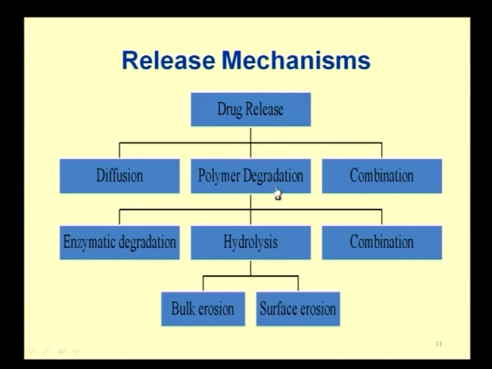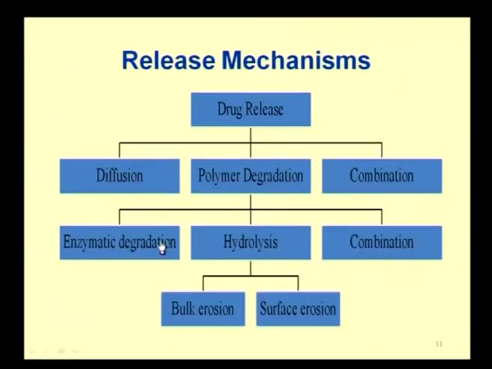Let us move on to the polymer degradation method. In order to release the drug, the polymer can undergo degradation by any of three methods. One is enzymatic degradation. This happens naturally in our body. When it is put in our body, the enzymes and the natural environment in our body go and degrade the polymer and make the drug get released out of the polymer carrier.